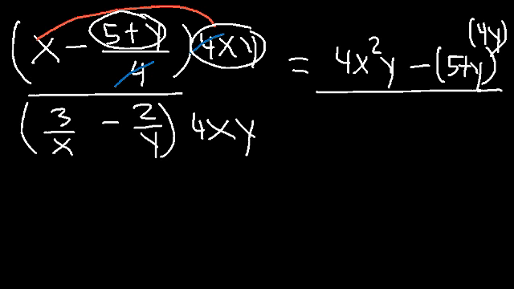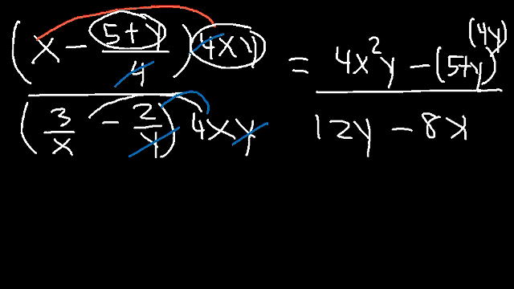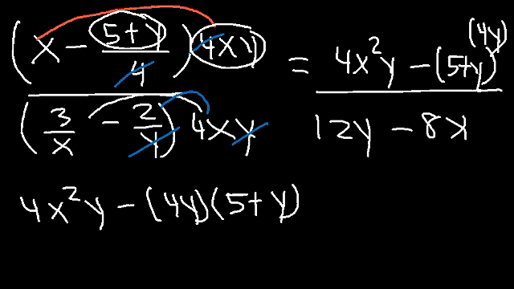Since I'm running out of space here. Now 4xy times 3 over x, the x variables will cancel, leaving behind 3 times 4, which is 12, times y. So that's just going to be 12y. Now 4xy times 2 over y, the y's cancel, and then it's just 2 times 4x, which is 8x. So we have 4x squared y minus 4y times 5 plus y divided by 12y minus 8x.